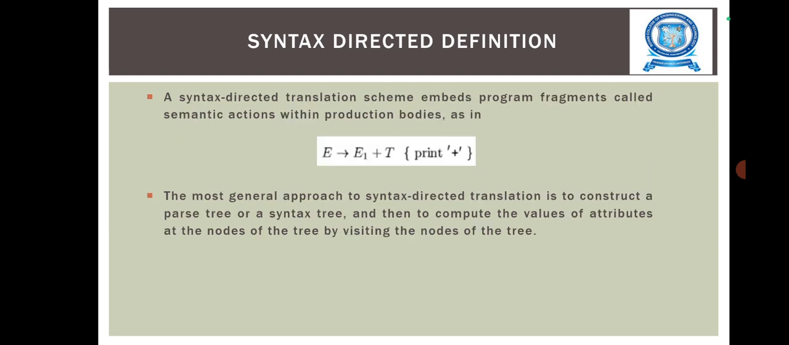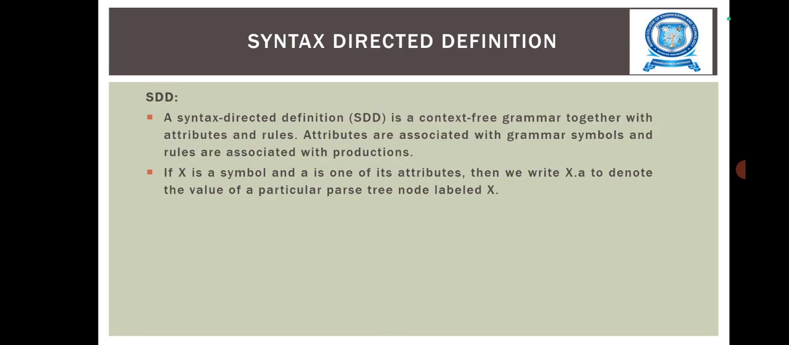A syntax directed translation scheme embeds program fragments called semantic actions within production bodies. E tends to E1 plus T, followed by print of plus. The most general approach to syntax directed translation is to construct a parse tree or a syntax tree and then to compute the values of attributes at the nodes of the tree by visiting the nodes of the tree.